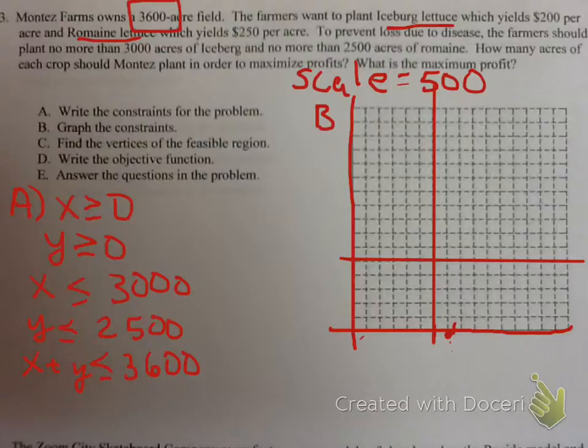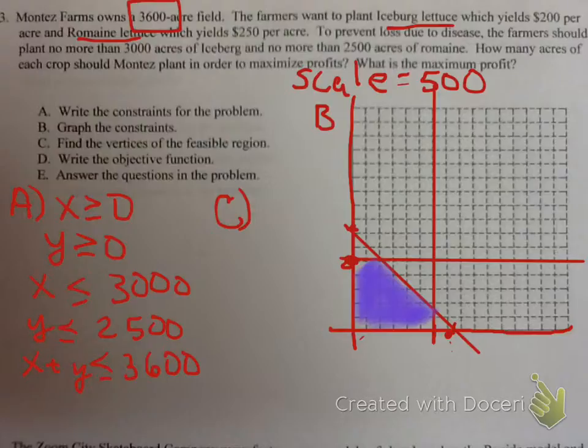Okay, so there's the 3,000 and 2,500. 3,600. Again, x, y intercepts. 3,600 divided by 1 is 3,600. So I'm going to put a dot that's just past 3,500 to represent 3,600, both on the x and the y, and connect them. And there is my shaded region. And I've identified the 5 points that I need to graph.